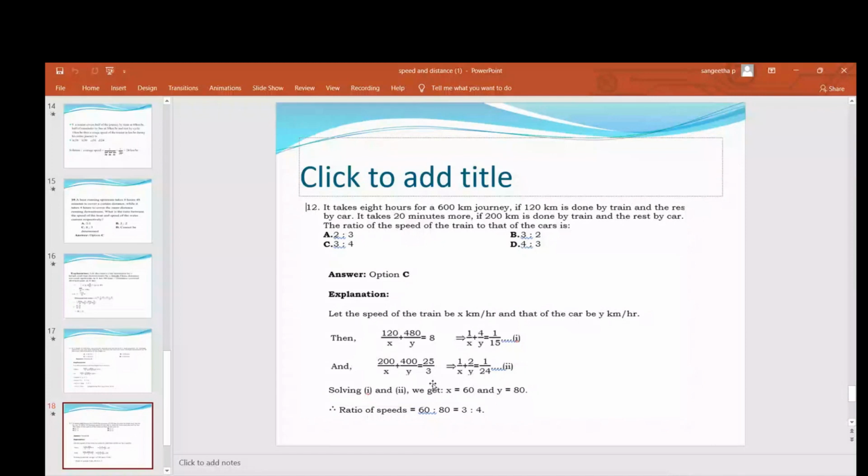That means 3 times 20 is 60 and 4 times 20 is 80. So 3 is to 4. So answer is option C.